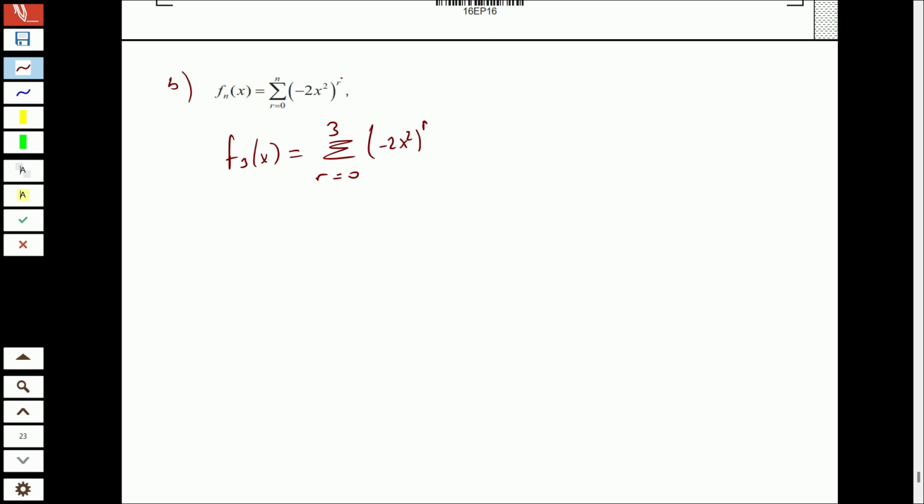So calculate this value. First, you're going to replace r with 0. So it's going to be 1 minus 2x squared because I replace r with 1. And then plus, replace r with 2. It's going to be 4x to the power of 4. And replace r with 3. It's going to be minus 8 times x to the power of 6.